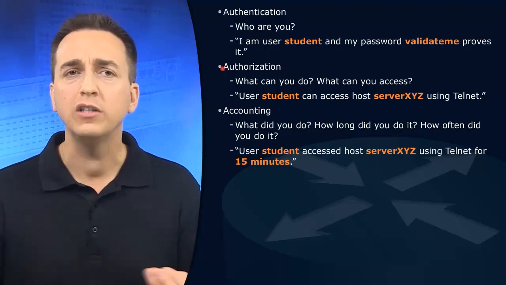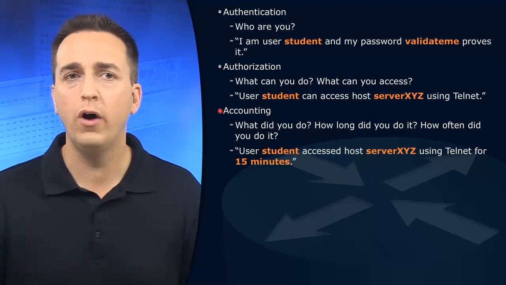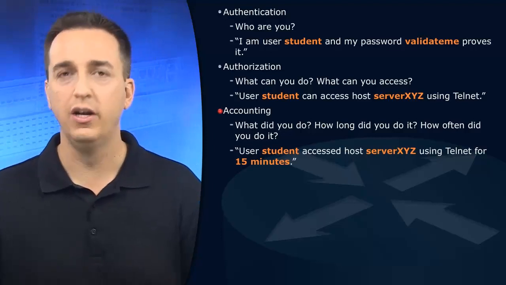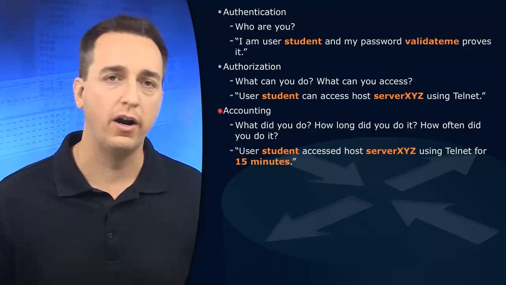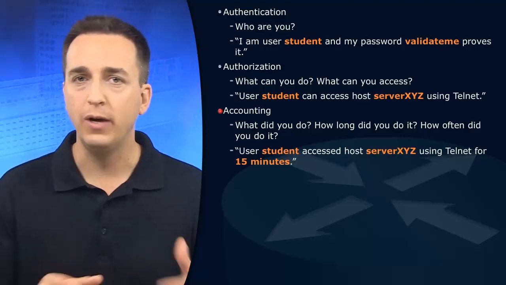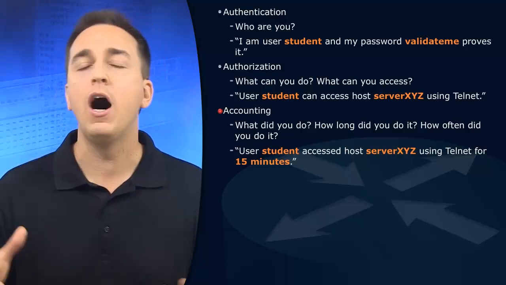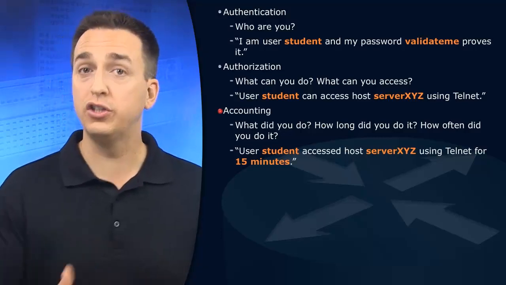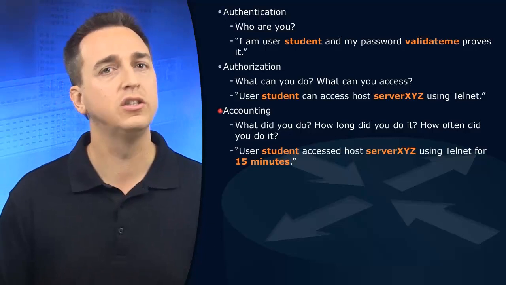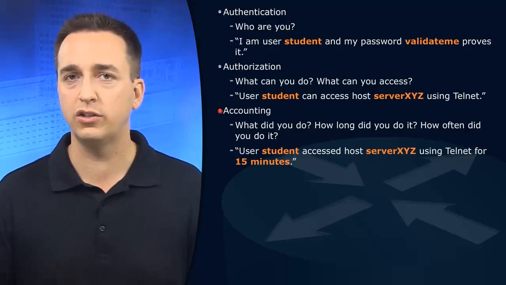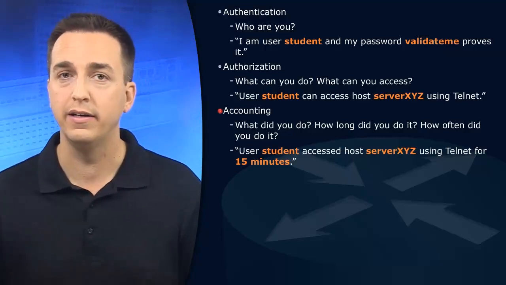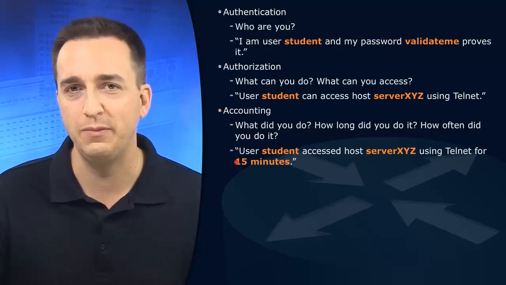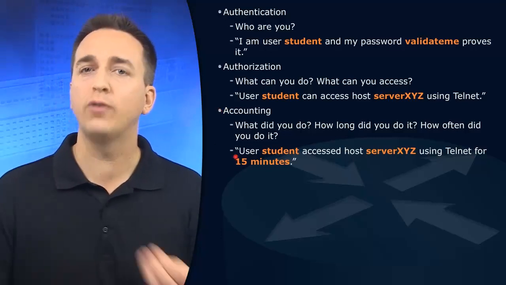And then we also want to be able to keep track of what end users are doing on our network. And we can do so by using accounting, which is our third aspect of the AAA architecture. So what did you do? How long did you do it for? How often have you done it? So in our example here, our user of student who successfully authenticated is authorized to access server XYZ using Telnet, and they have done so for 15 minutes. So you have the ability to keep track with accounting.